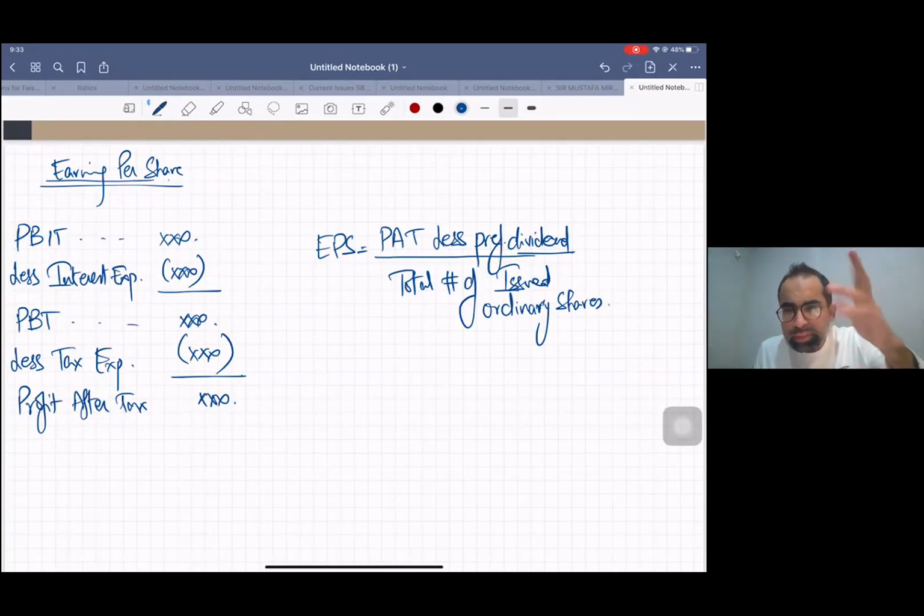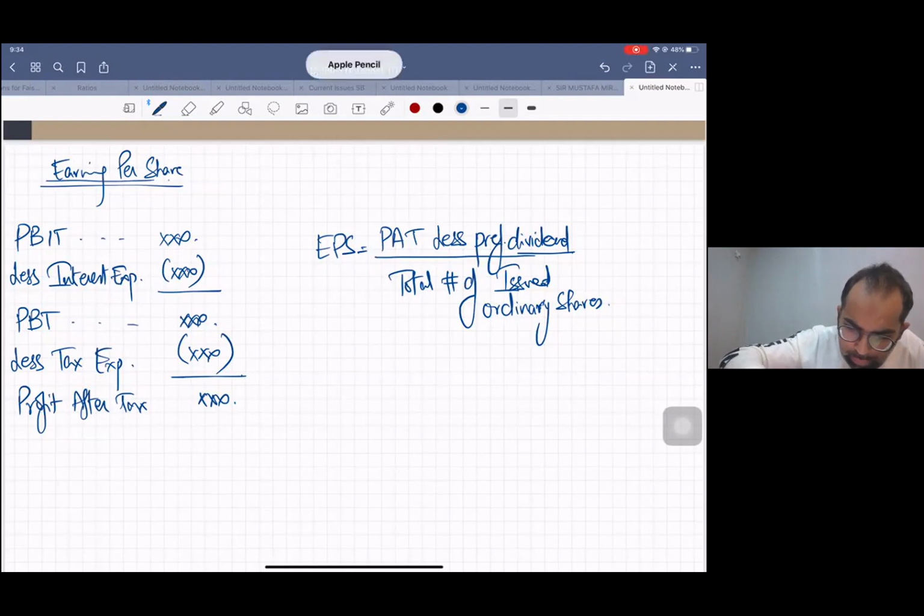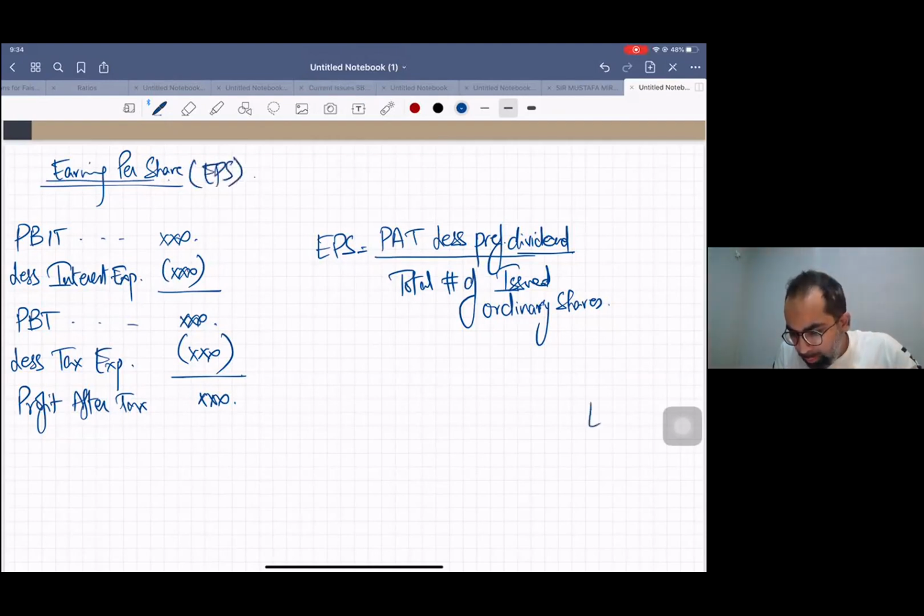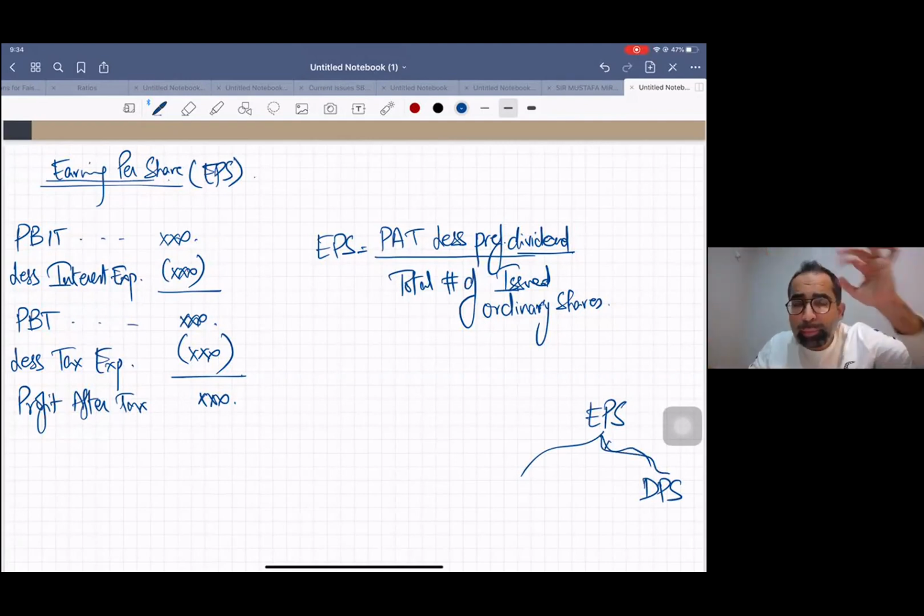Now, some students confuse EPS, meaning earnings per share, with DPS. There is one word which we call EPS, and there is another word which is called DPS. DPS stands for dividend per share. Earnings per share means how much the company earned per share, and dividend per share means out of those earnings, how much dividend the company has distributed.